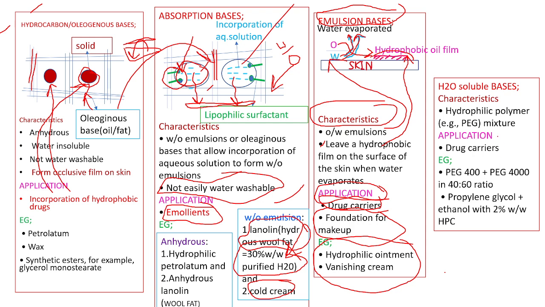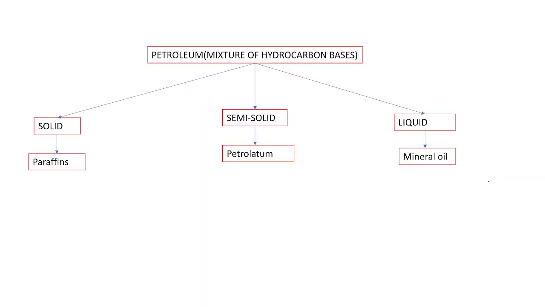Next are water soluble bases. An example of a water soluble base is polyethylene glycol, which is hydrophilic in nature. It is used as a drug carrier for delivery of the drug into the body. We can mix polyethylene glycol 400 with 4000, or polypropylene glycol with ethanol along with 2% weight by weight hydroxypropyl cellulose. So all these are the different kinds of ointment bases.